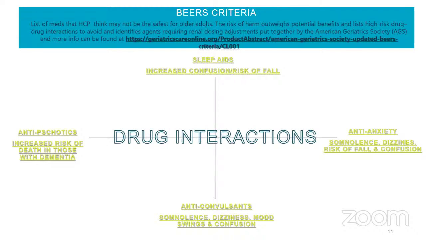When we speak about medications, we have to speak about the list of medications that can have some interactions and side effects in the elderly population. We have the sleep aids that can increase confusion and risk of fall. We have also the anti-anxiety medications that can cause somnolence, dizziness, and increase the risk of fall and confusion. Also the anticonvulsants can cause somnolence, dizziness, mood swings, and confusion. The antipsychotics increase the risk of death in those with dementia. So we need to avoid these medications in patients with early Alzheimer's or even the general geriatric population.